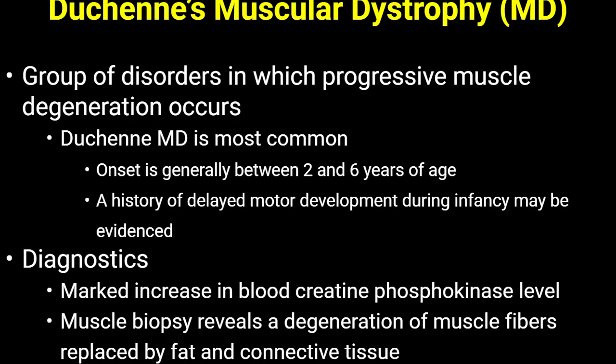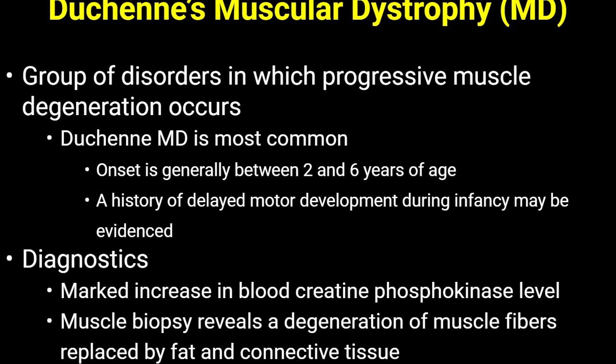Another hallmark finding is pseudo-hypertrophy of the calves. Although the calf muscles appear large and well-developed, they are actually becoming enlarged because fat and connective tissue are replacing normal muscle, not because the muscles are getting stronger. In fact, despite their appearance, these muscles are becoming progressively weaker.